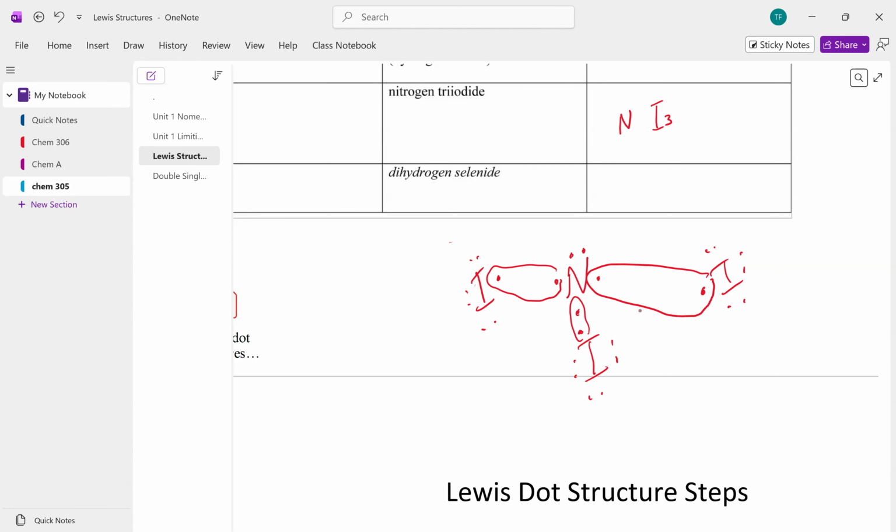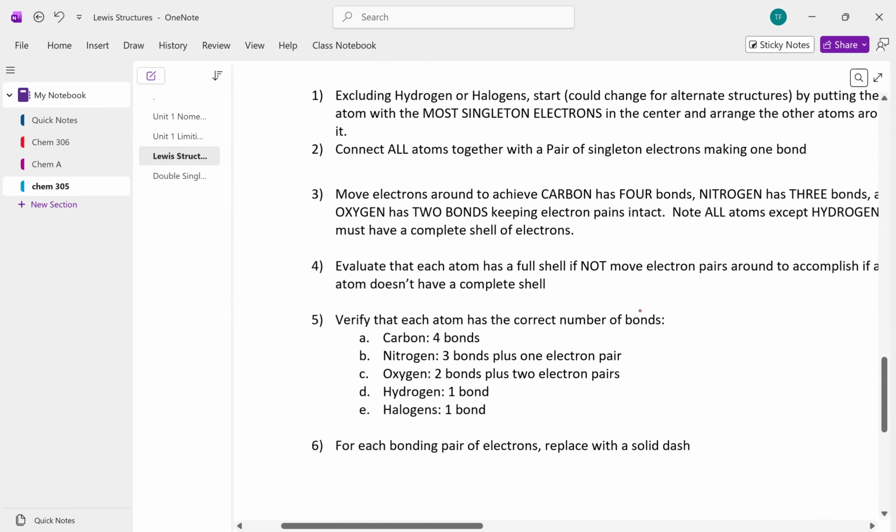Now we go on to step 4, and we have to determine whether this is a legal molecule. Okay, these are the legal steps. There are 2 parts to this. Let's do the second one first. Carbon needs to have 4 bonds, nitrogen has 3 plus an electron pair, oxygen needs 2 bonds. Now this is after the connection's made. 2 bonds plus 2 electron pairs, hydrogen's 1, halogens are 1.